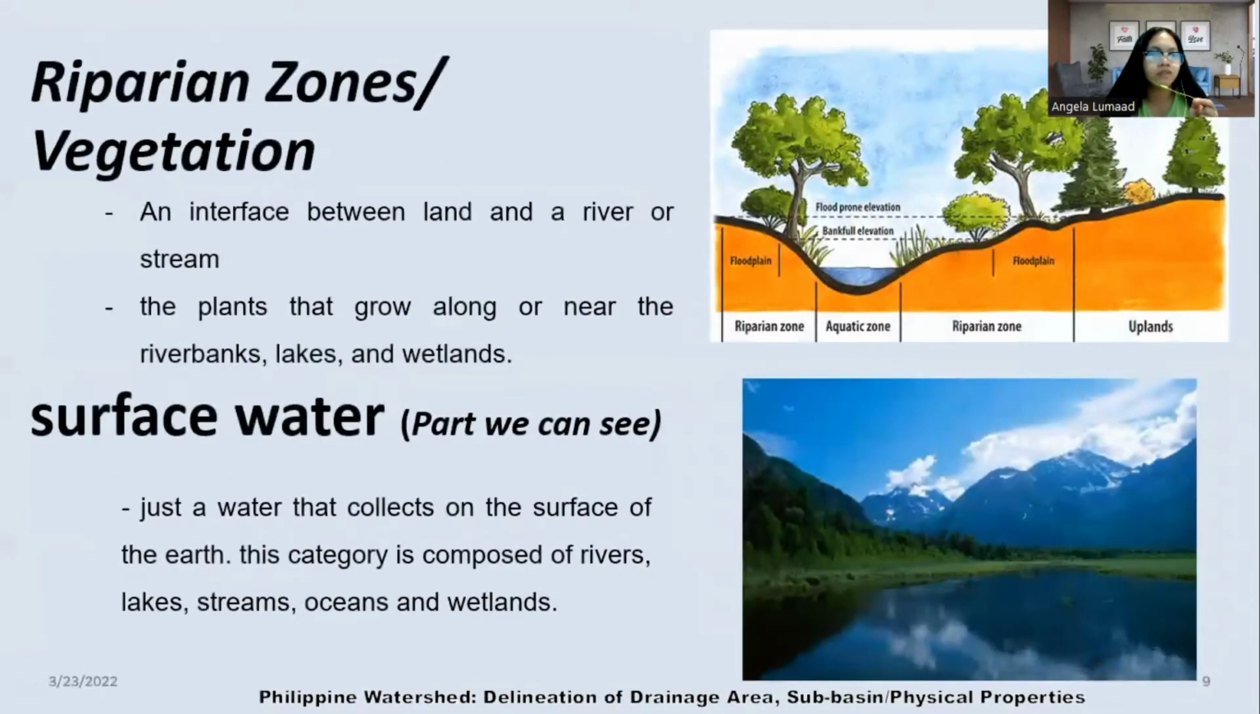Riparian zone or vegetation is the area that is the interface between land and a river or stream. It is where the plants grow along or near the riverbanks, lakes, and wetlands. The surface water is just the water that collects on the surface of the earth. This category is composed of rivers, lakes, streams, oceans, and wetlands.